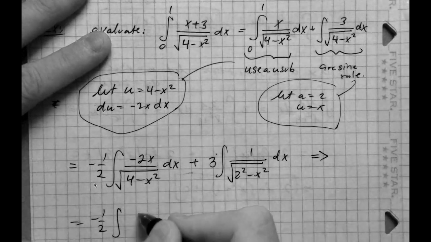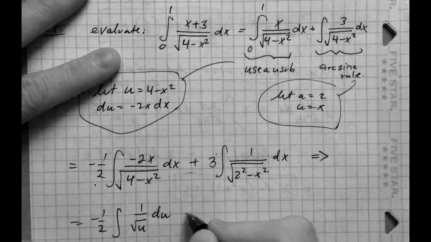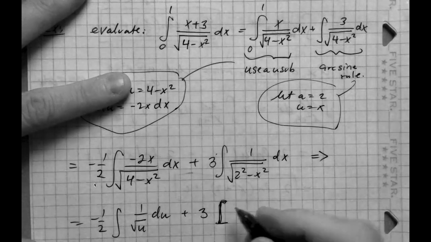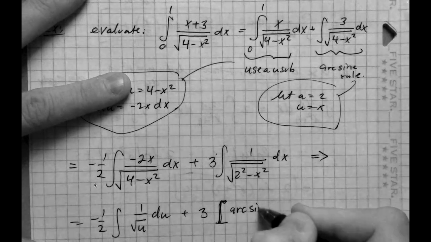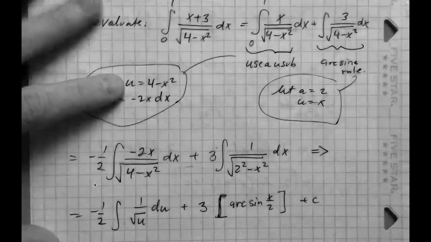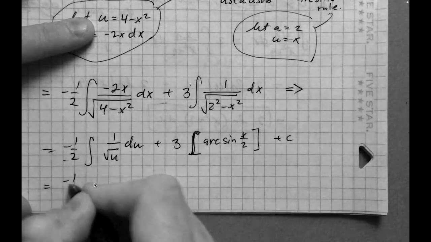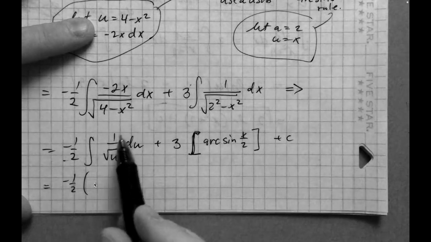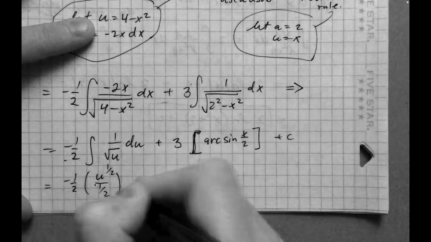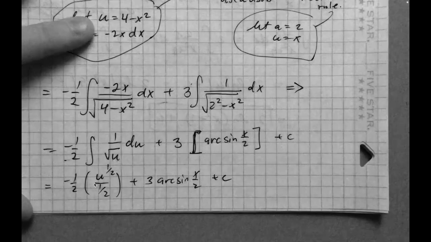And this becomes 1 over the square root of u du plus this guy. Well, we'll just actually do it. This would be 3 times the arcsine of x over 2. Okay, put the plus c on there, knowing that we haven't quite done this one yet. But then this one we can finish up, so this is u to the negative 1/2, and so the integral there would be u to the 1/2 over 1/2, and then you've got this part here, just like that, right?